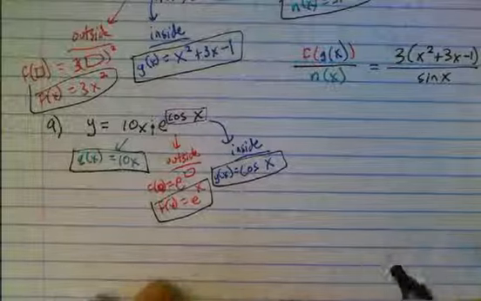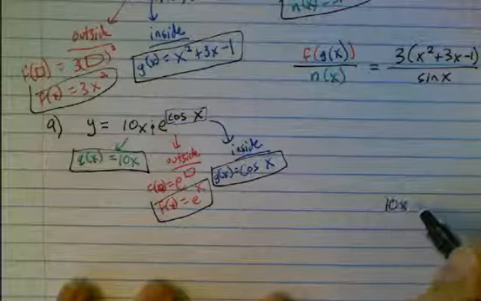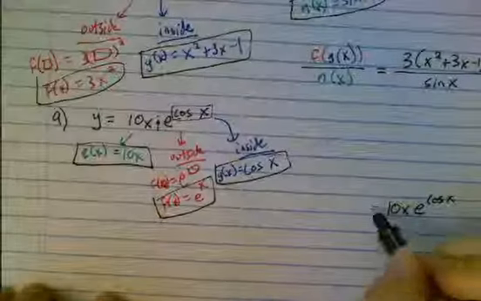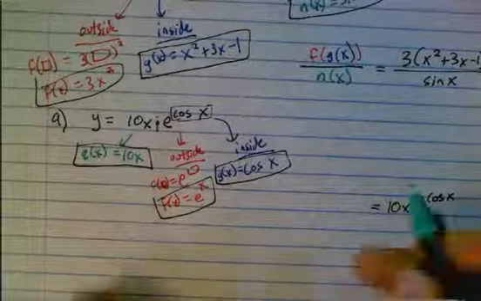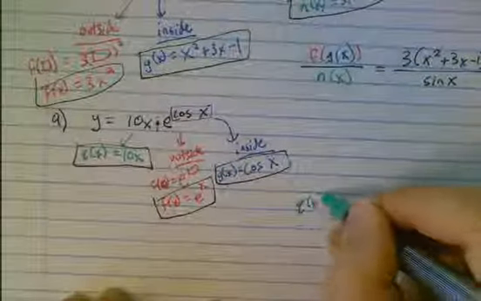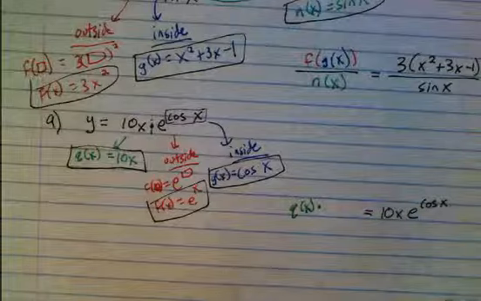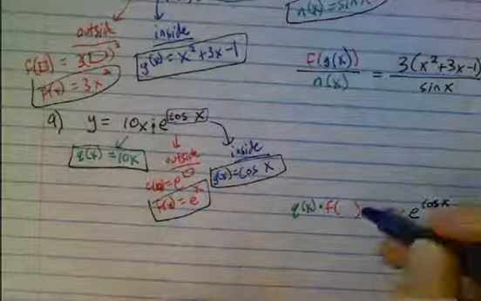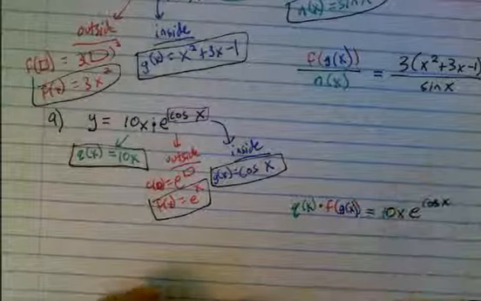So that means that this function, 10x e to the cosine of x, can be written using function notation as q of x times, we have an outside and an inside, so that's f of g of x.